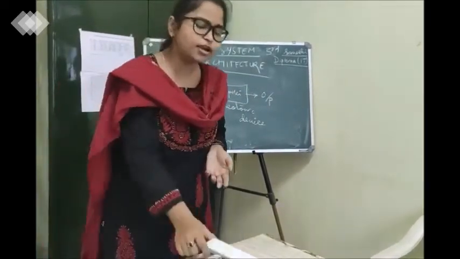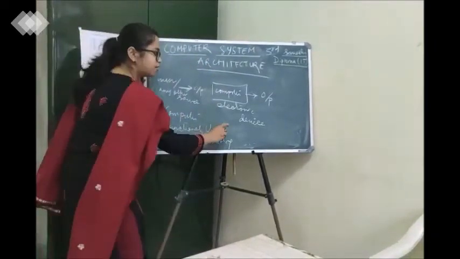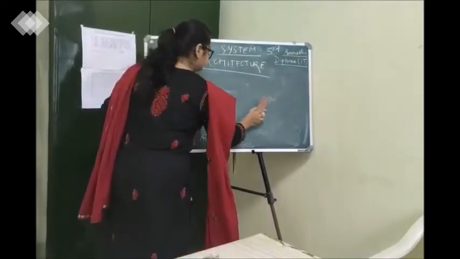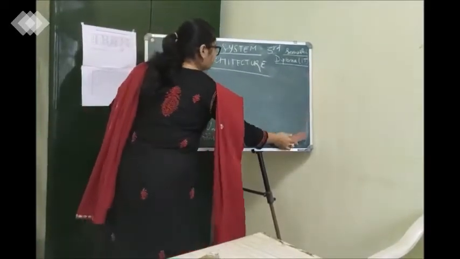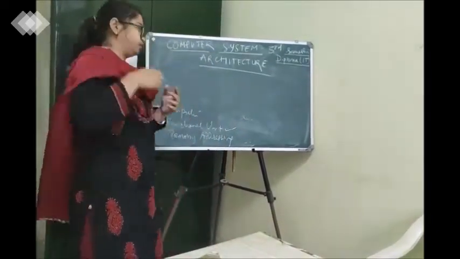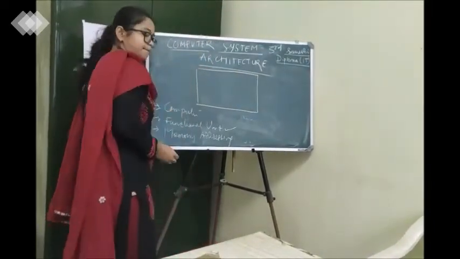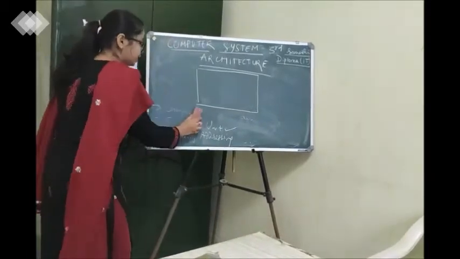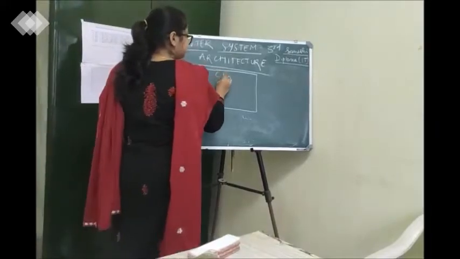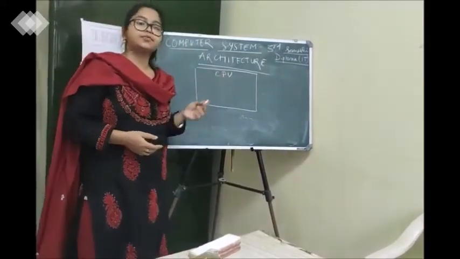Now, what are the various components of computer, you may ask? Those are called the functional units of computer. The composition of a computer is what we call the functional units. Now the computer has a major component called central processing unit, CPU. Now CPU does the processing part.